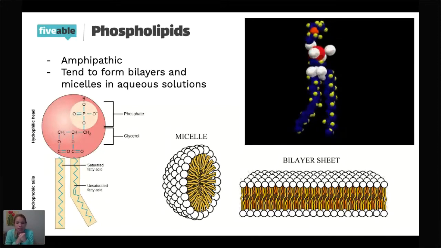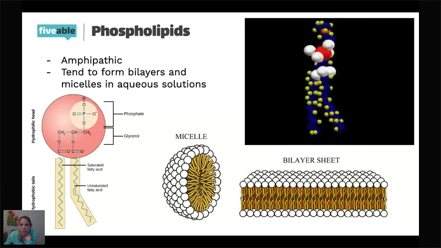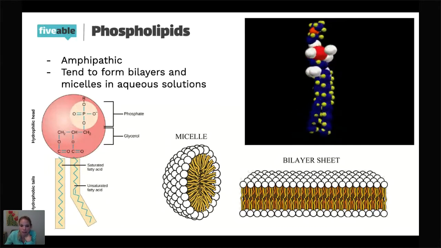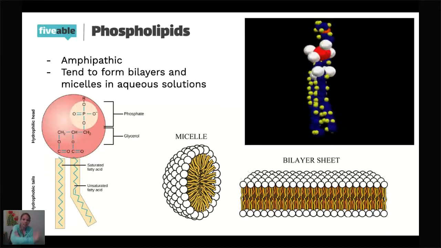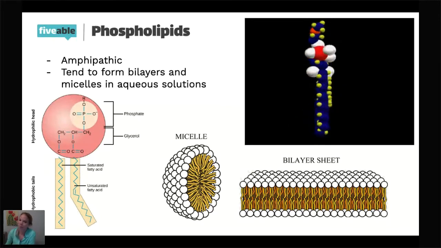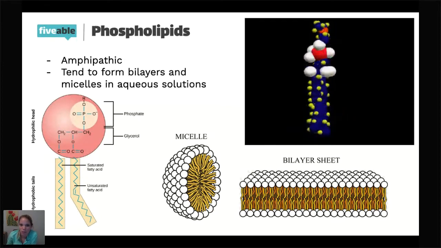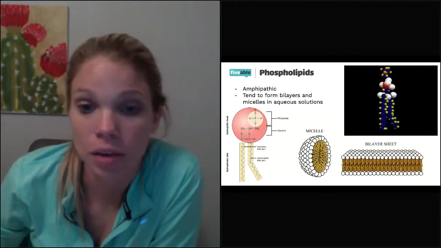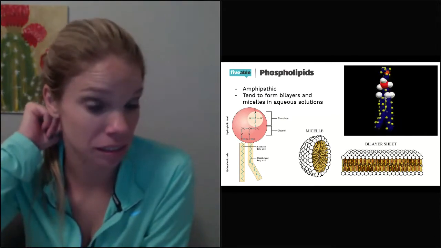And it's great because they are amphipathic, and that's what's going to make them form these bilayer sheets that are in all your cells and make your membranes all wiggly, and we like that. So we're happy with them getting along. Any questions about phospholipids?